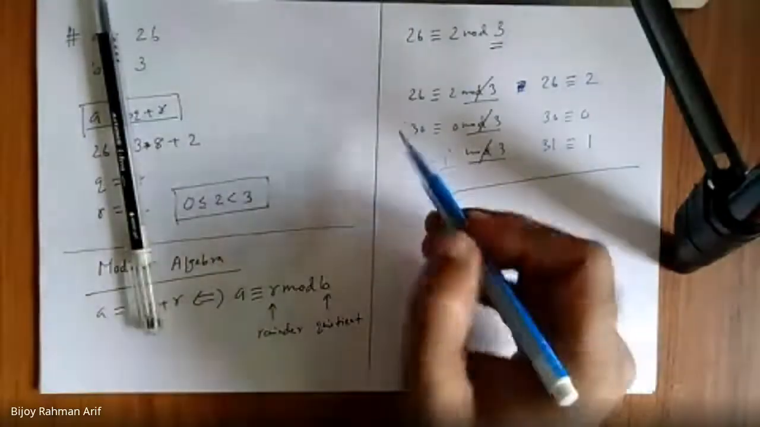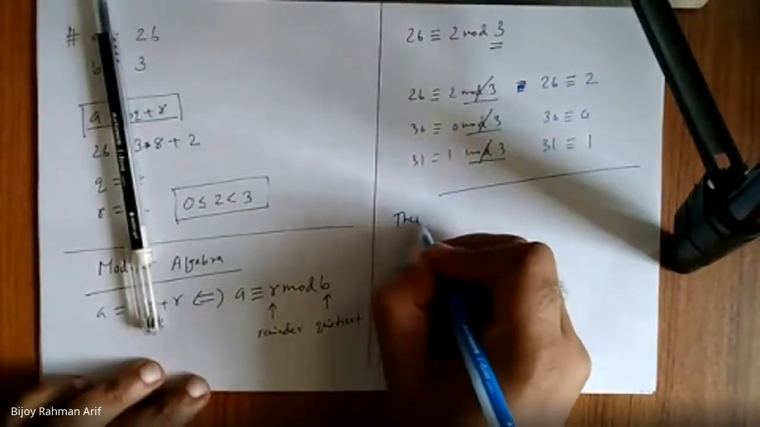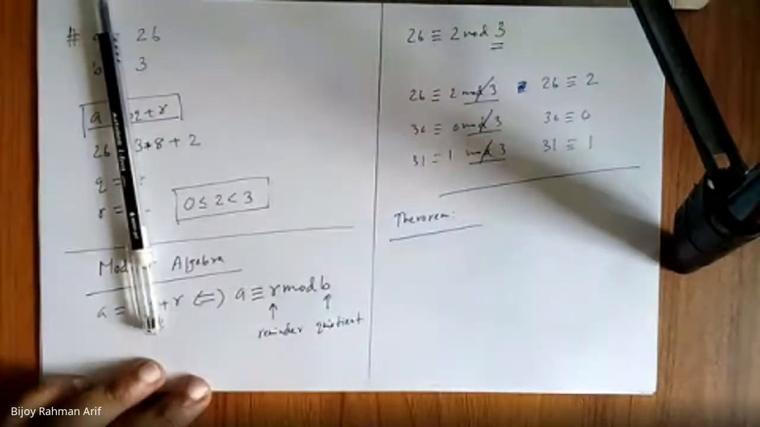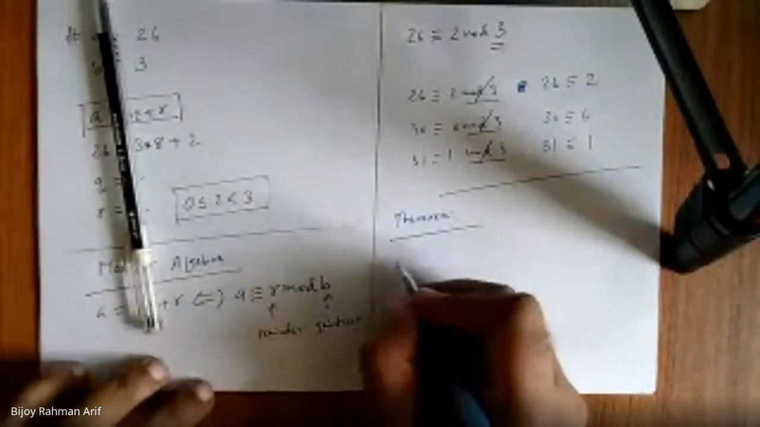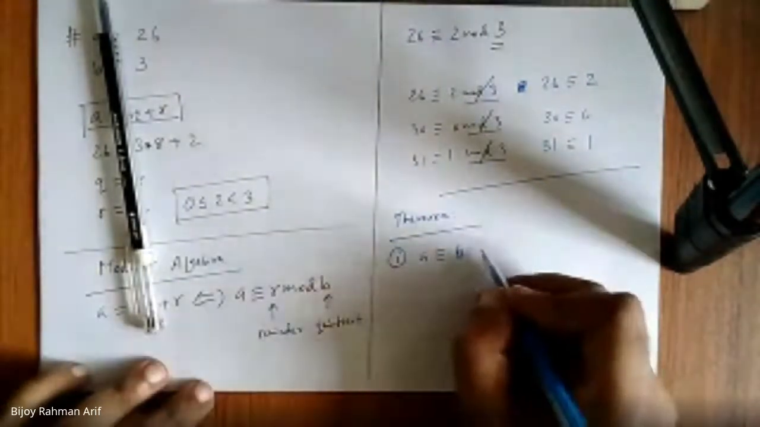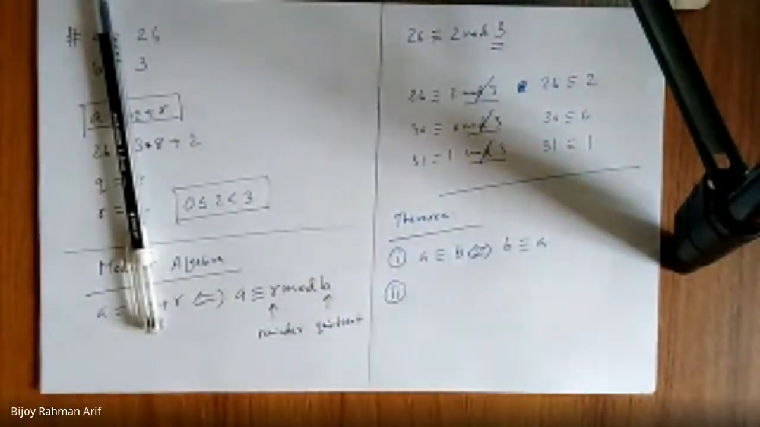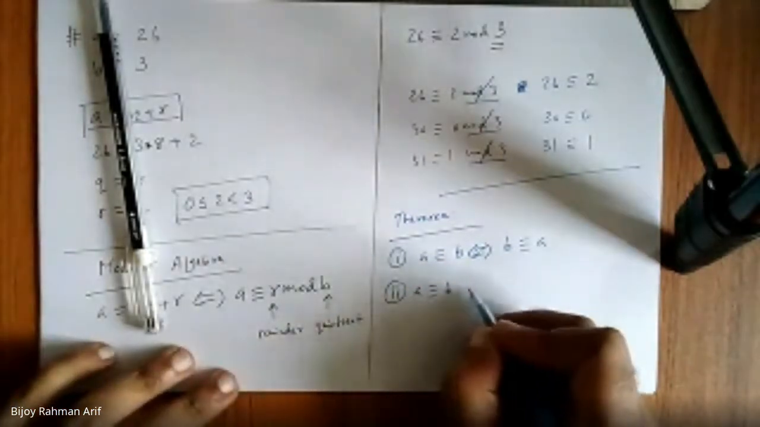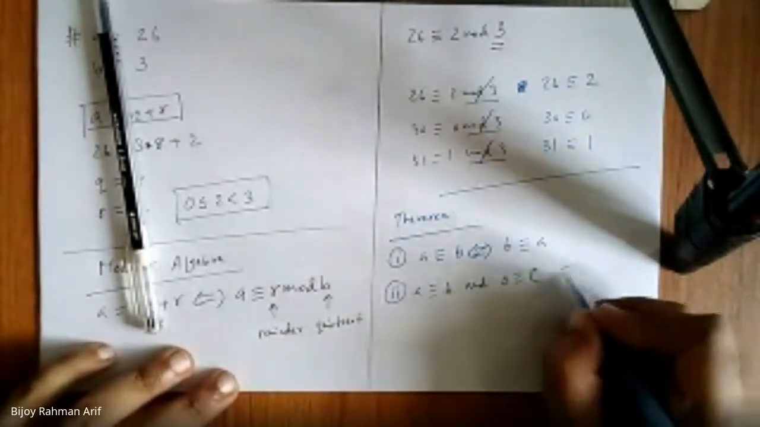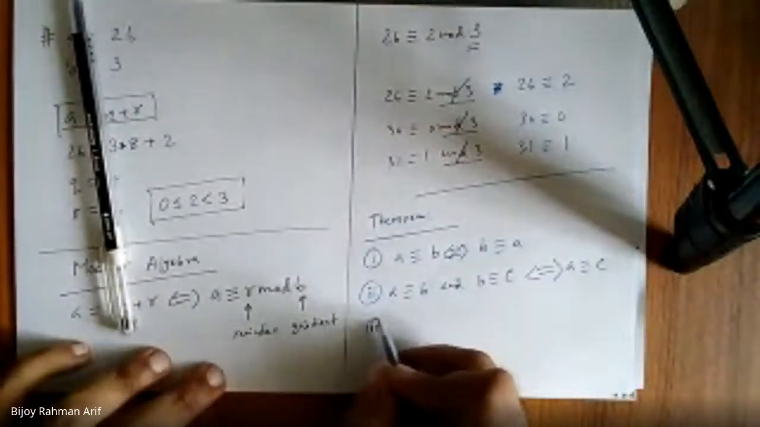Okay, so when the quotient is the same, we can even write it further this way. Some theorems about modular algebra. Number 1: A modular equivalent to B logically implies B modular equivalent to A. Number 2: A modular equivalent to B and B modular equivalent to C logically implies A equivalent to C.